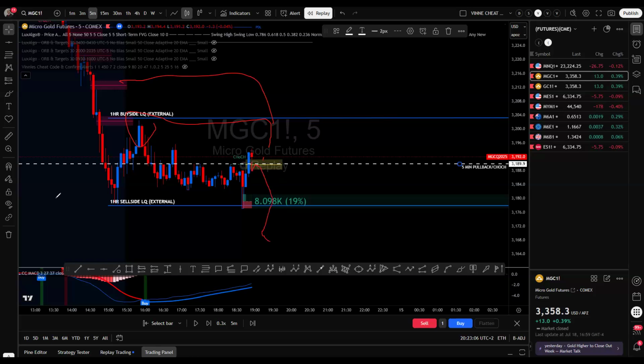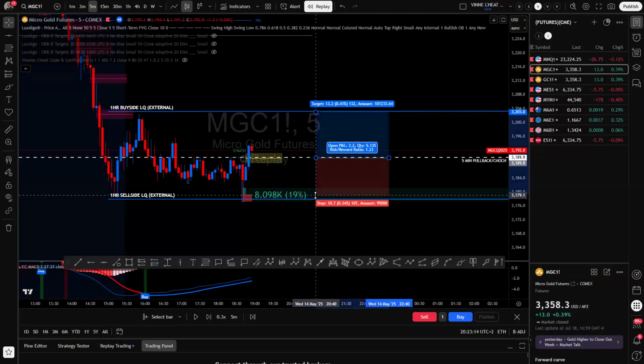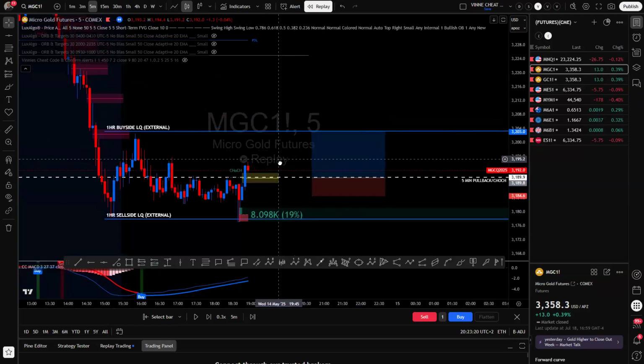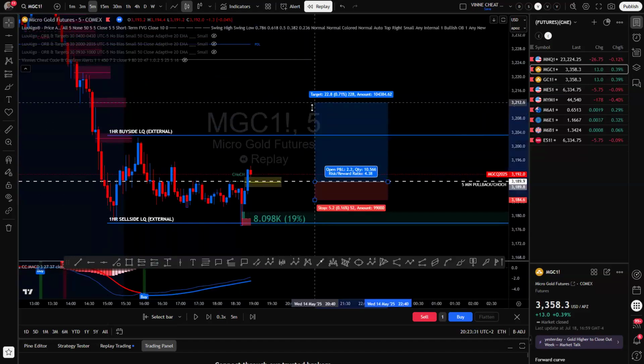So in this case, I will take my long position, and this is the last wick here. I will place my stop loss down here, and I will be looking to target this liquidity up here. I already hit half of this, or come up to here.